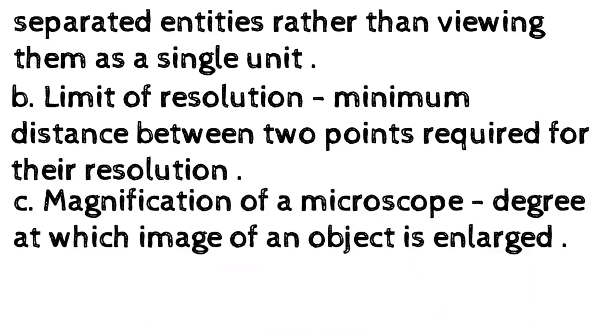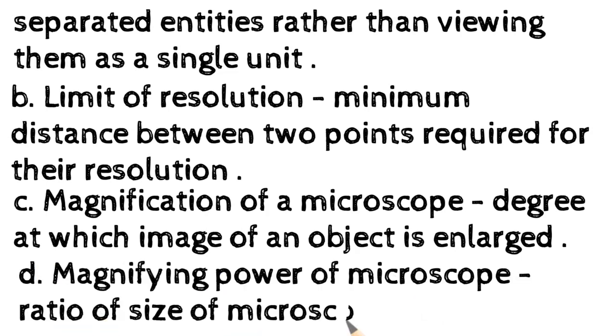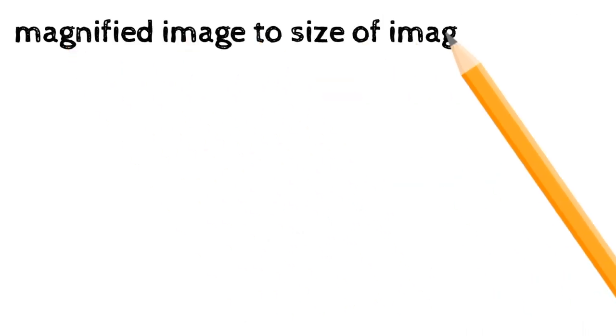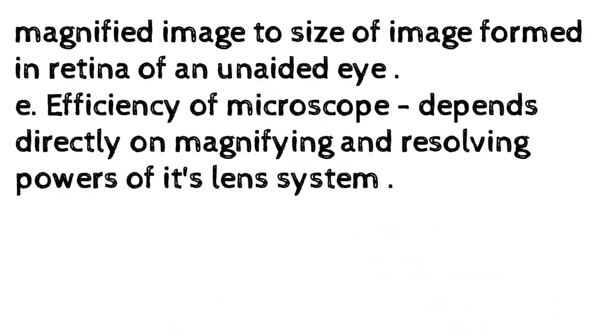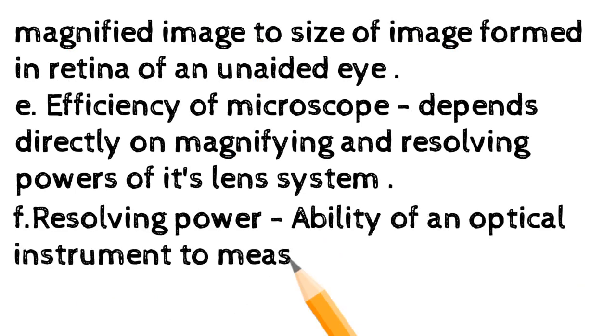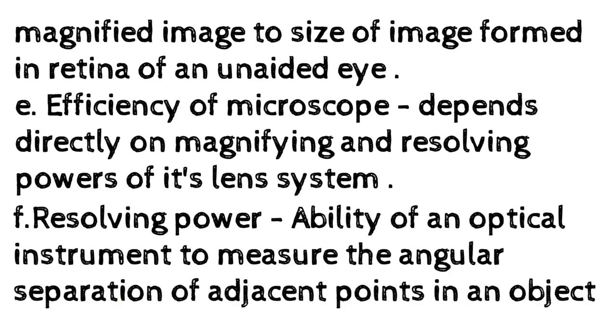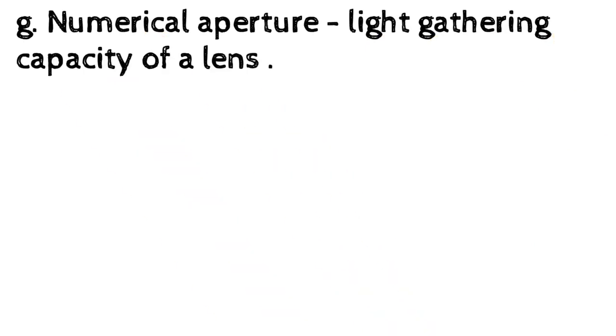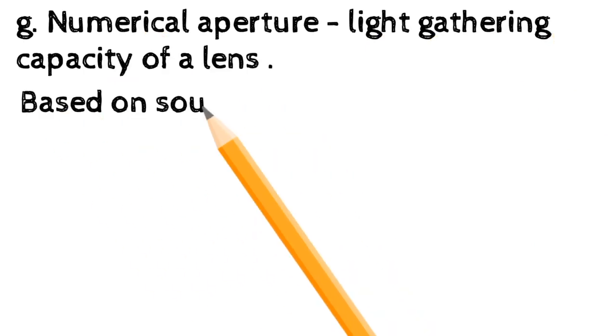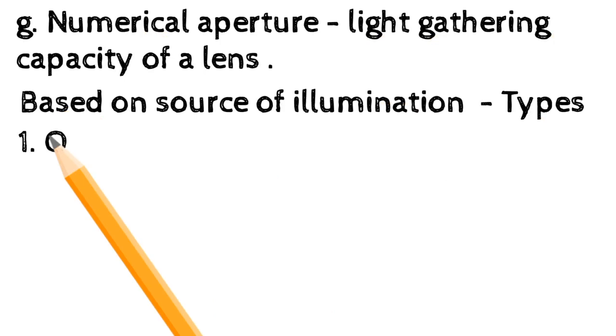D. Magnifying power of microscope, ratio of size of microscopically magnified image to size of image formed in retina of an unaided eye. E. Efficiency of microscope depends directly on magnifying and resolving powers of its lens system. F. Resolving power, ability of an optical instrument to measure the angular separation of adjacent points in an object. G. Numerical aperture, light gathering capacity of a lens based on source of illumination.